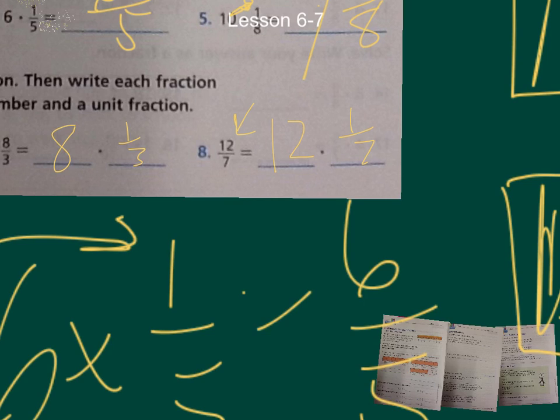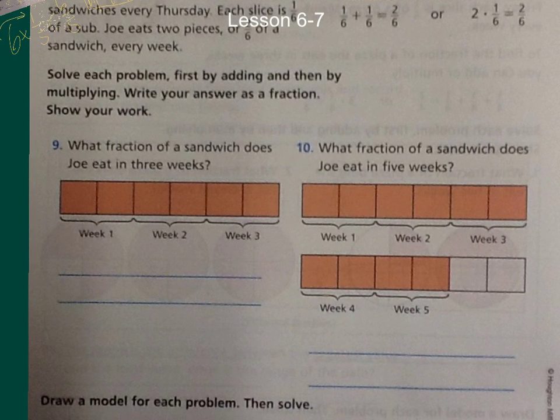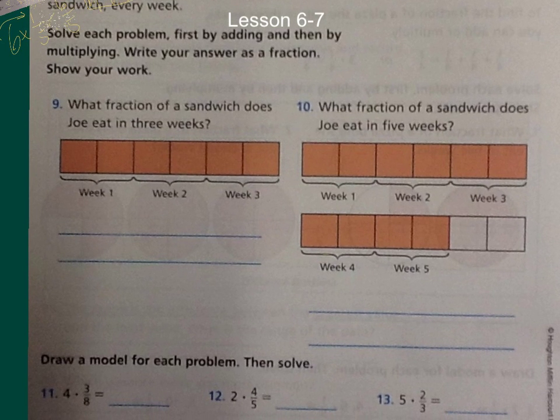Alright, so let's get this mess out of here and turn to the next page. It says on the top, the lunchroom at Joe's school serves sub sandwiches every Thursday. Each slice is 1/6 of a sub. Joe eats 2 pieces, or 2/6 of a sandwich every week. Solve each problem first by adding, then multiplying. Write your answer as a fraction, show your work. So this will be a time where the numerator is not a 1, and it's not a big deal. Because if the numerator is a 2 or 3 or 4, you just multiply your whole number by that.